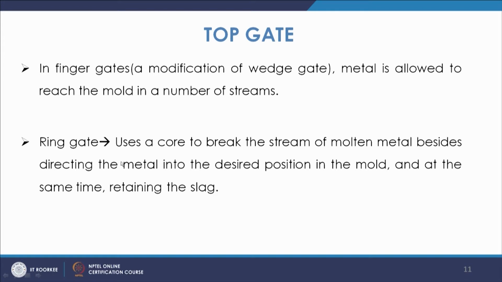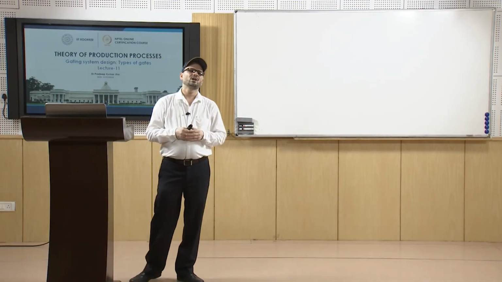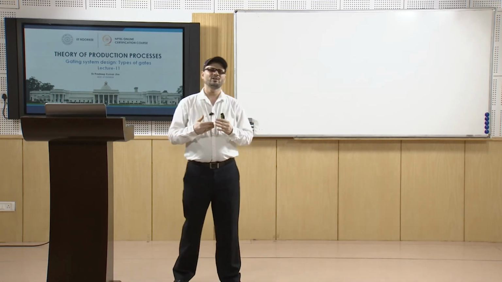Then you have the ring gate. For ring type structures, we use a core to break the stream of molten metal, besides directing the metal into the desired position in the mold, and it also retains the slag. So, that way you have a ring gate. As you see, this is the ring type of structure, and you have metal entry from these places. These are the different types of top gates which are used for the gating practice which is normally followed.